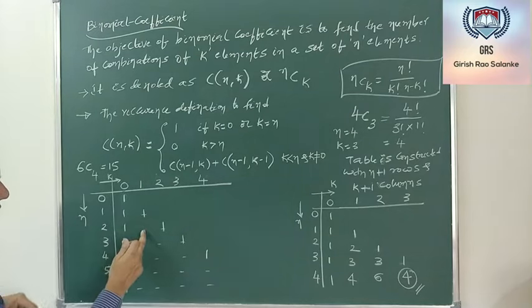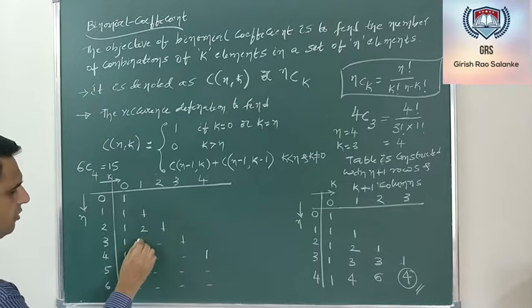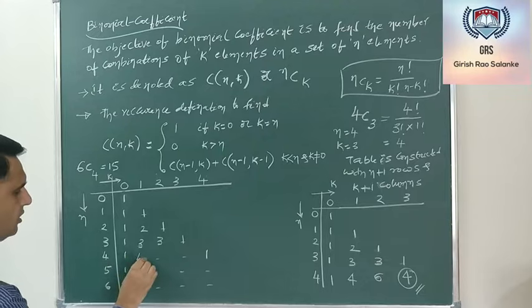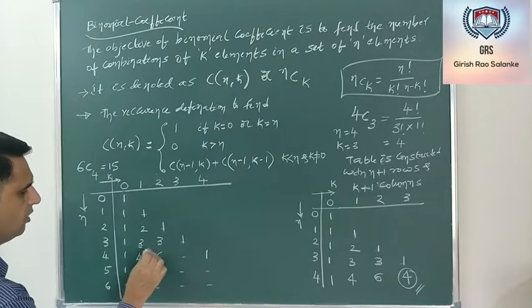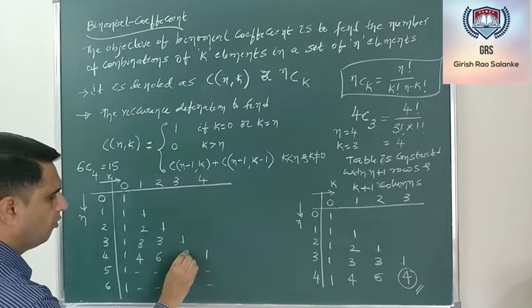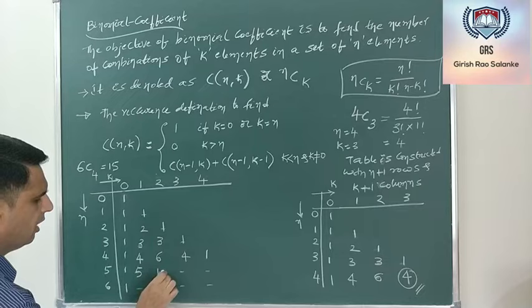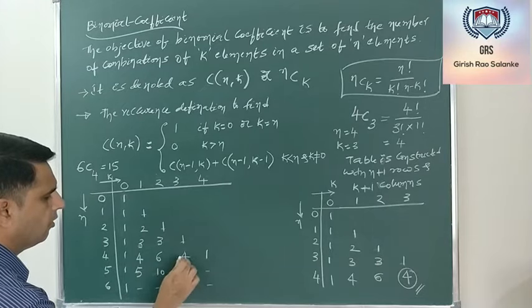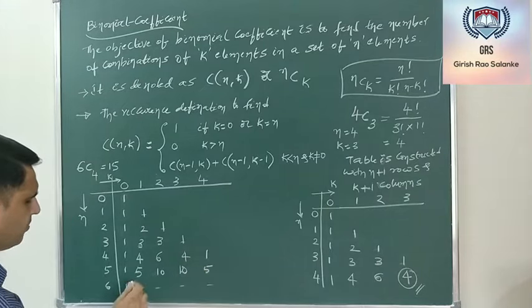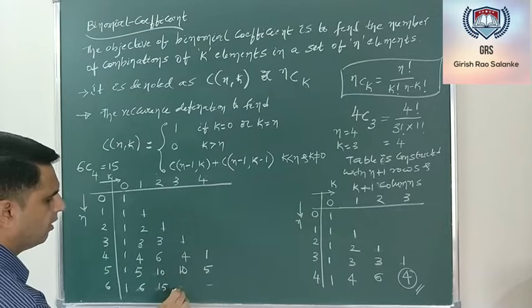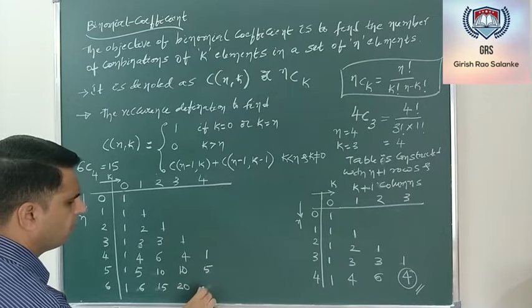Now this value is the summation of these two. It is 2. This value, summation of these two, 3. This value, summation of these two. This value, summation of 3 plus 3, 6. 3 plus 1, 4. 1 plus 4, 5. 6 plus 4, 10. 4 plus 1, 5. 1 plus 5, 6. 5 plus 10, 15. 10 plus 10, 20. 10 plus 5, 15.